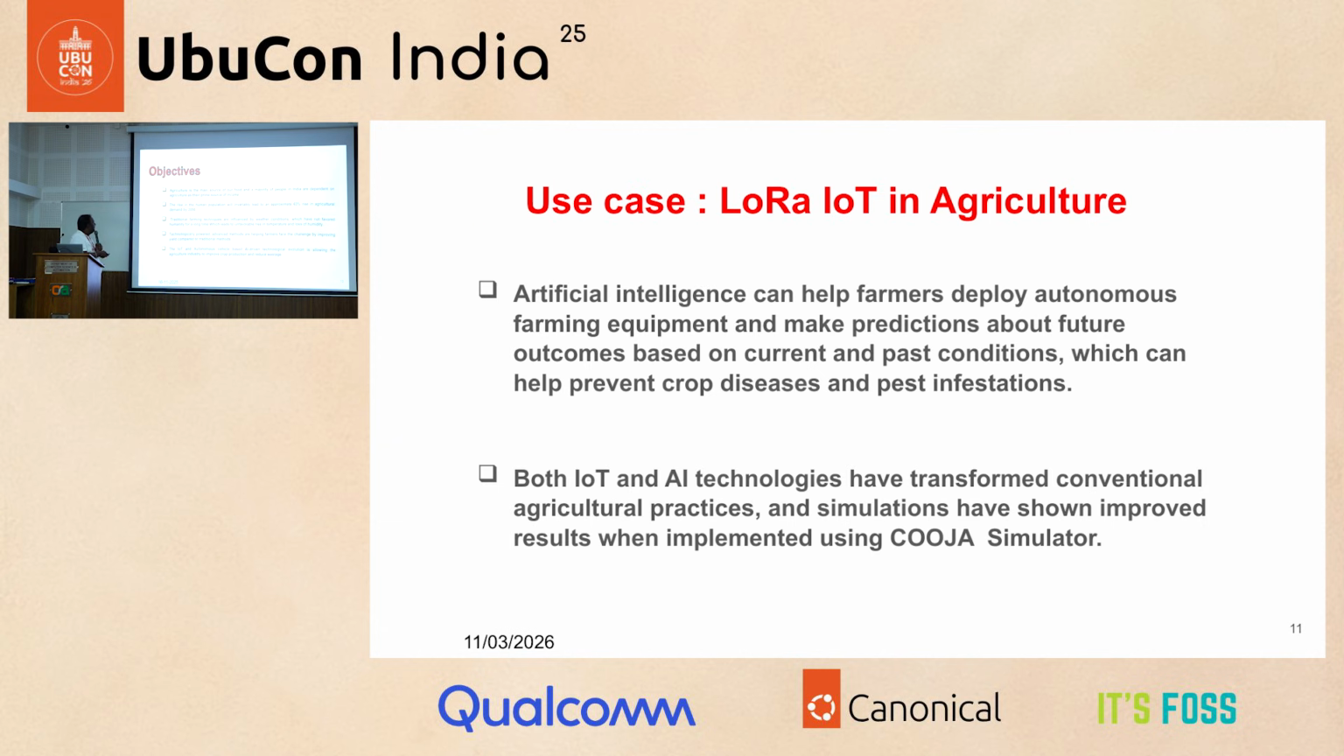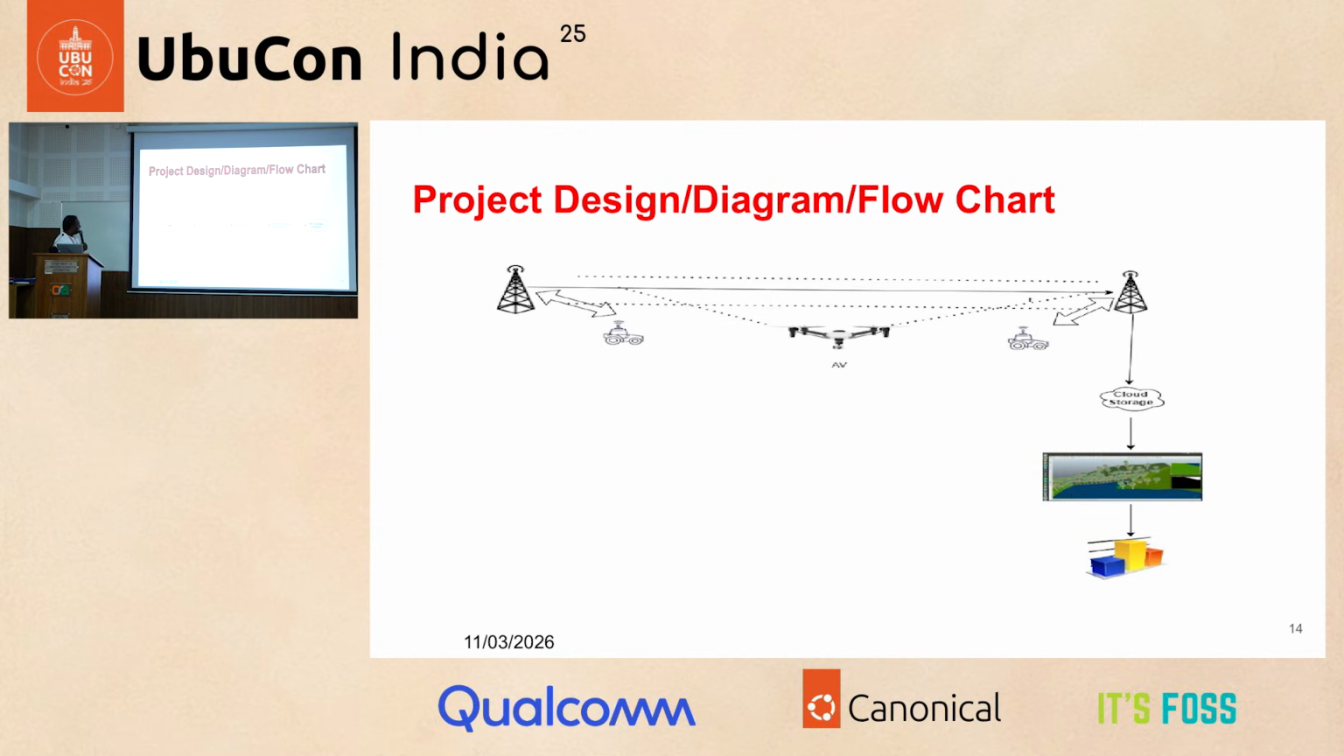I'm using the LoRa sensors, which can predict future outcomes based on current and past conditions, which can help prevent crop diseases and pest infestation. The IoT and AI technology has been transferred to this COOJA simulator. My autonomous vehicle, like the drone camera, or now we can connect the Rupik Pi also, will be connected to some towers. Then I can capture the data, and the data collection will be done, stored, and forwarded to the cloud storage.